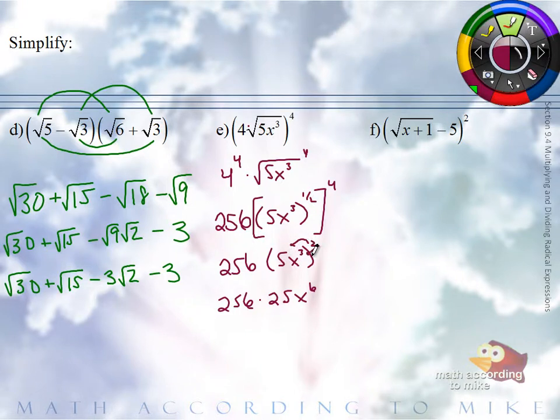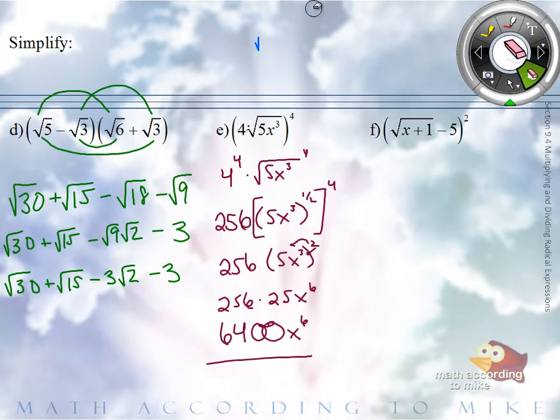Well, now the 25 and the 256 are outside of the radical. Those can be multiplied together. What is 256 times 25? What is it? Is it really? You did that in your head really fast. All right, E. I lied.